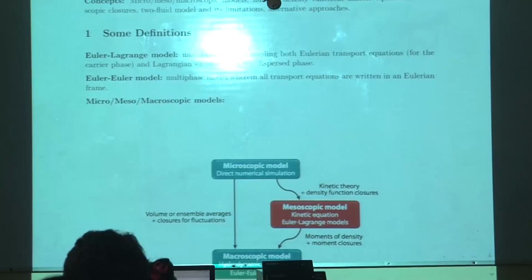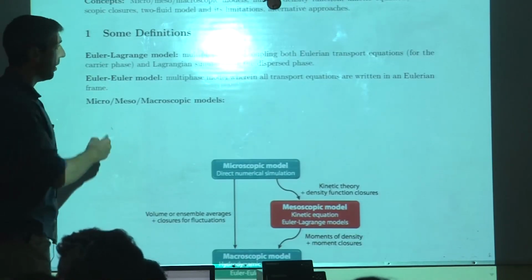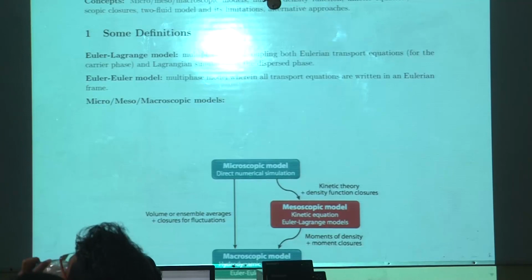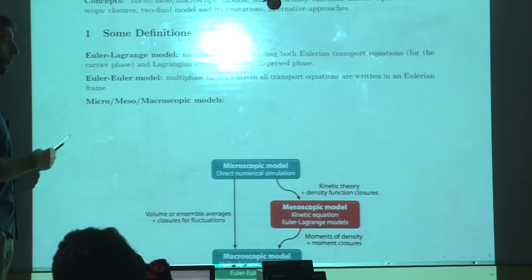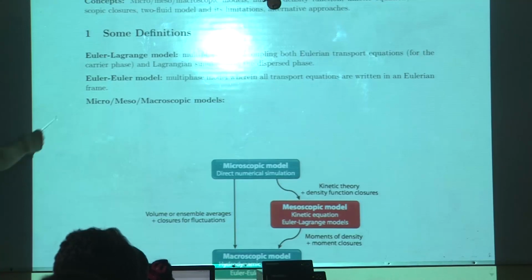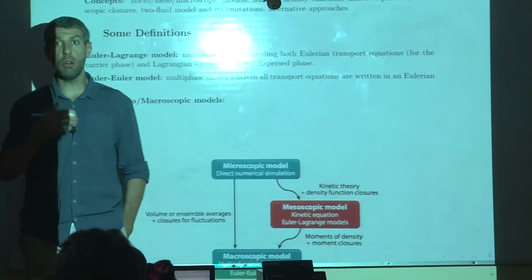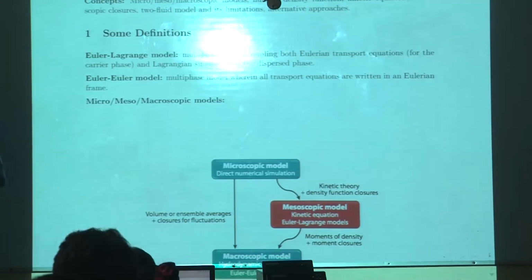So we've talked about Euler-Lagrange already. We'll talk more about Euler-Lagrange tomorrow. We'll derive a pretty comprehensive set of equations that would work for a full four-way coupled problem. Now we'll talk about Euler-Euler. Euler-Euler is the approach wherein we're going to use a Eulerian description for the particle phase as well.